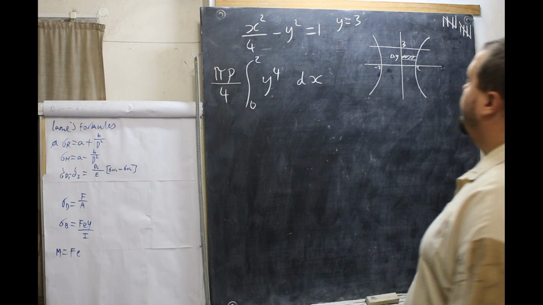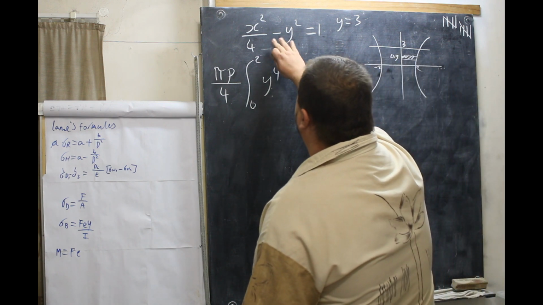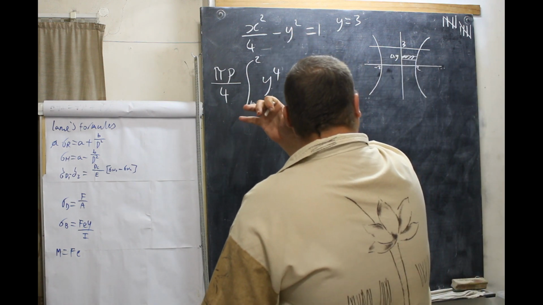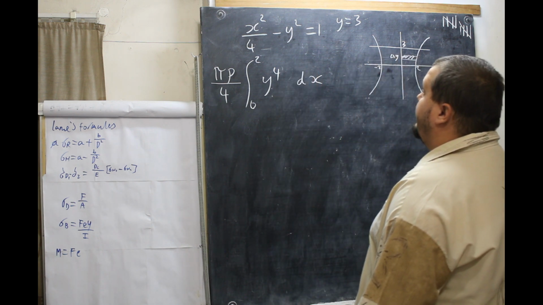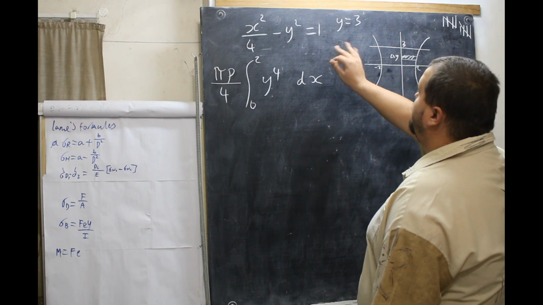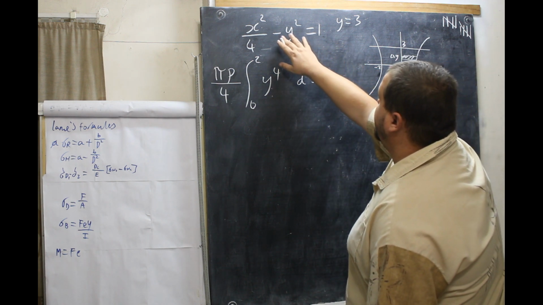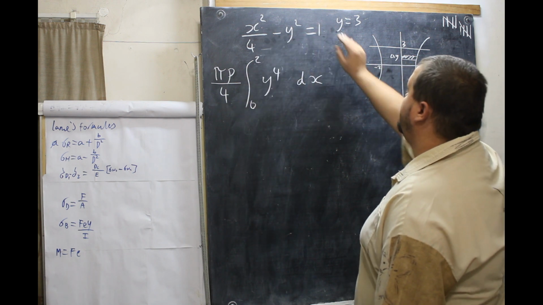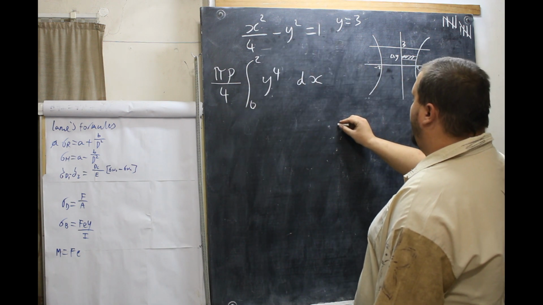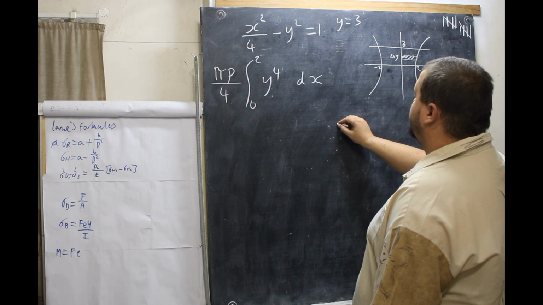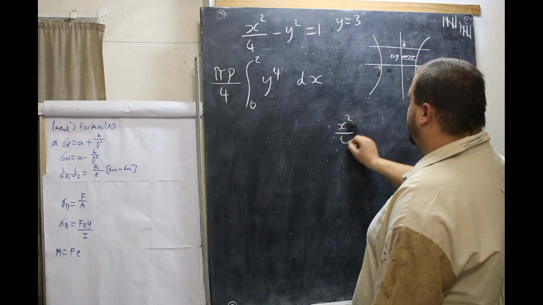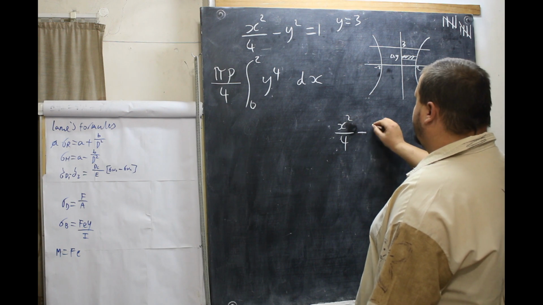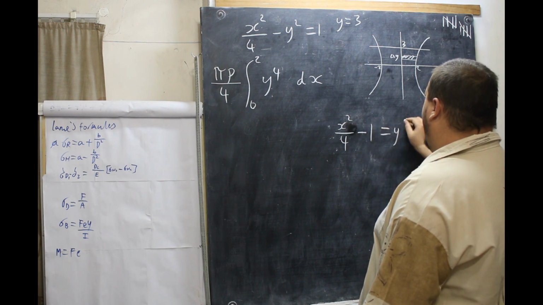Now what we're going to do is manipulate our formula to make y squared the subject of the formula, because y to the power 4 is going to be a headache. So we take this and move it here, then do a minus all the way through. So that is x squared over 4 minus 1 equals y squared.